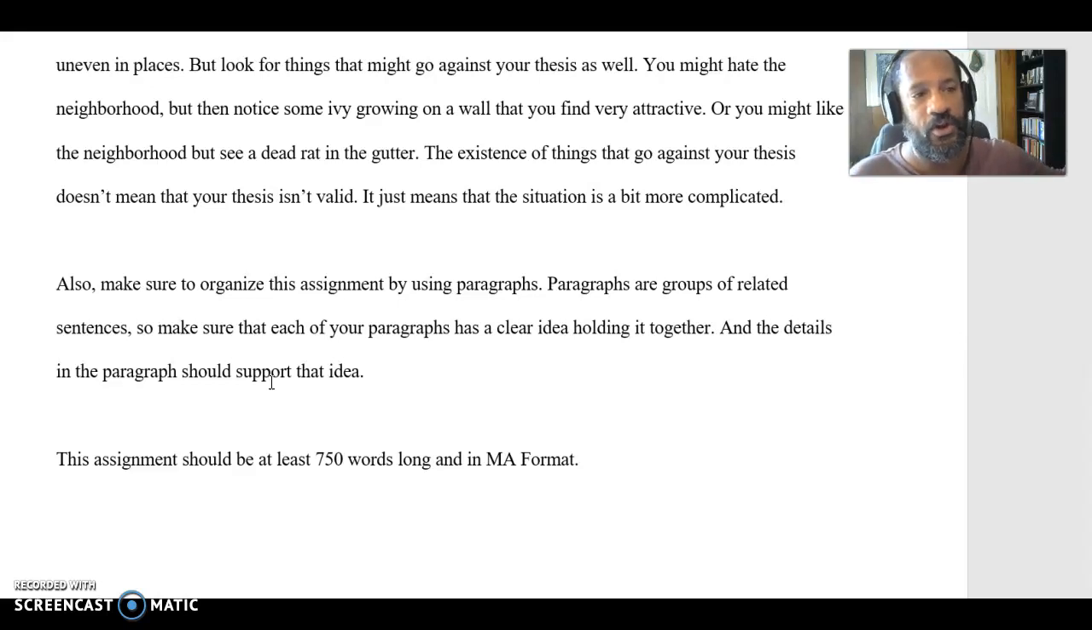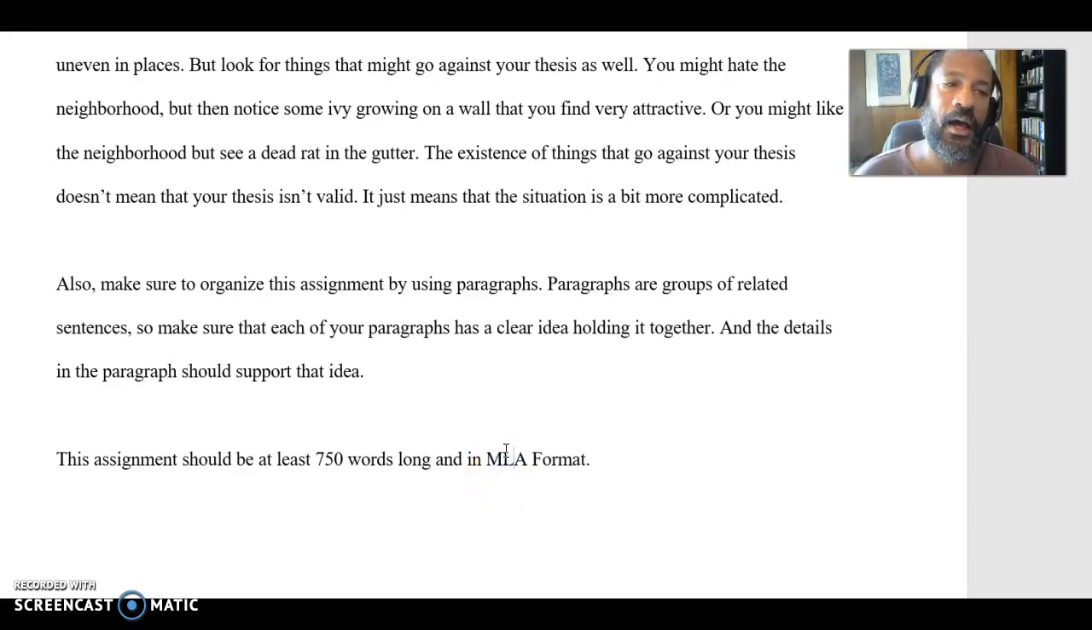So if you're going to be talking about the fact that all the neighbors are very friendly, give us all those examples in one paragraph, and then you can go on to talking about how a lot of people in the neighborhood have nice gardens. Okay, so those are two separate things. They both support your overall thesis, but they're going to be separate, and you don't want to be mixing those things together.